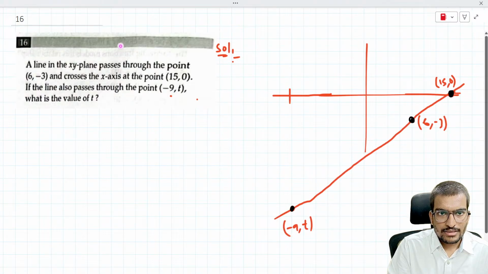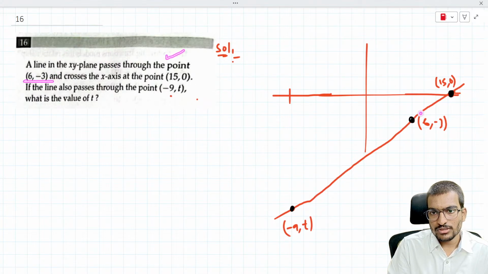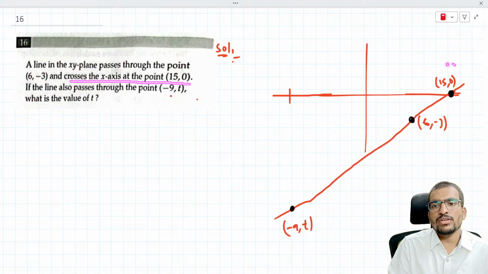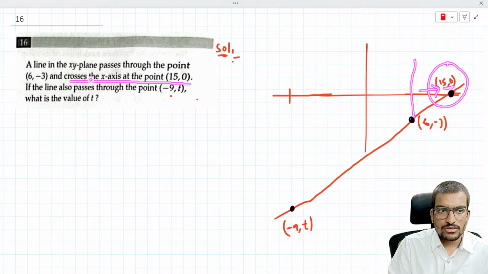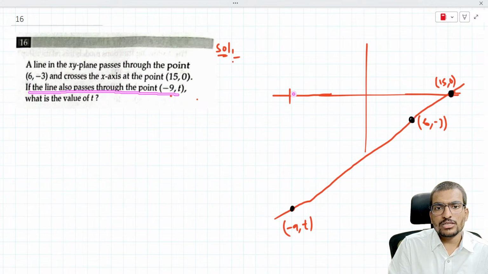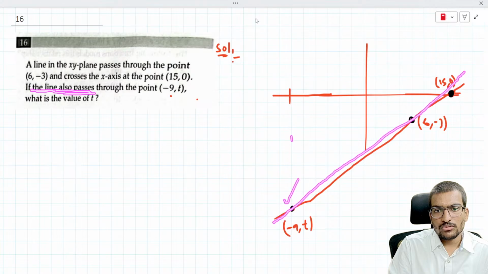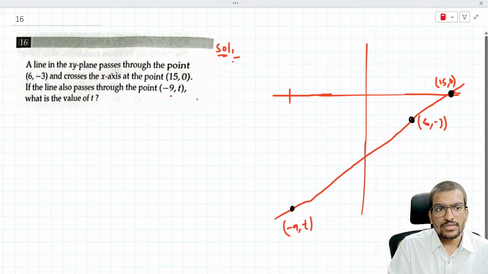First, a line in the xy plane passes through the point 6 comma negative 3. I just marked 6 comma negative 3. It crosses the x-axis at 15 comma 0. So 6 is here, and on the right side will be 15. If the line also passes through negative 9 comma t, negative 9 will be on the left side, on the same line. So that's why I drew it like this. Hope you're getting my way of thinking. What is the value of t? We have to get the value of t.